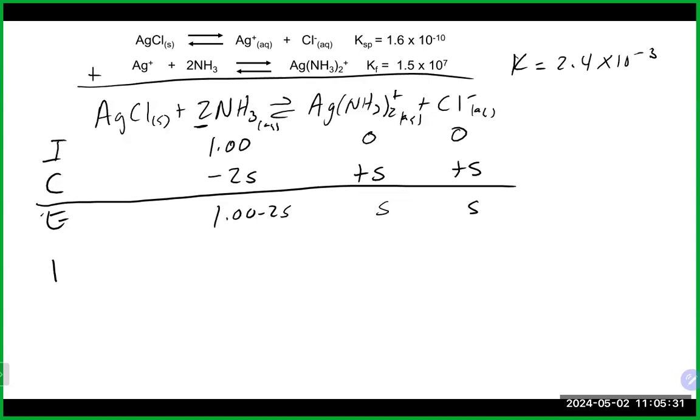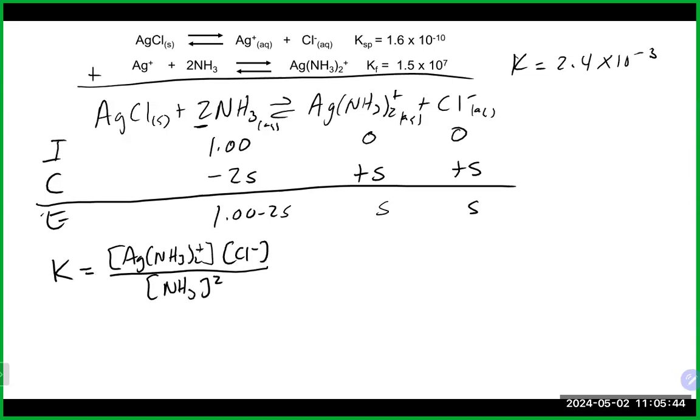Just like before, we will go into our K expression, which will be our complex ion here, and our chloride divided by our NH3. And once again, we do need to square it in this case. That is going to get us 2.4 times 10 to the minus 3 equals, that's going to be s times s divided by 1 minus 2s squared.